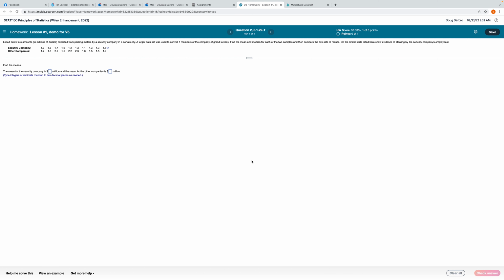All right, so we're going to find the mean and the median for the two different samples. So let's open this up in StatCrunch.